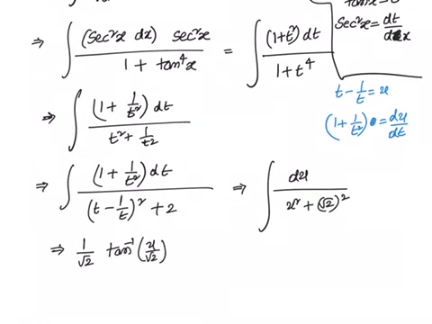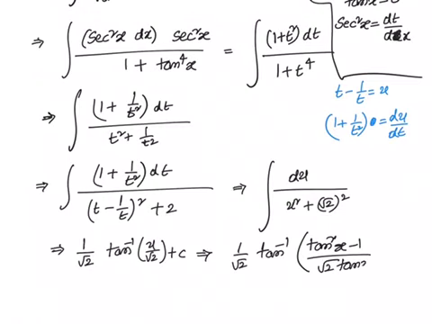Back substituting u equal to t minus 1 by t and t equal to tan x, we will have 1 by root 2 tan inverse of tan square x minus 1 by root 2 into tan x plus c, because we know u equal to t square minus 1 by t and we know t equal to tan x. So it will become 1 by root 2 tan inverse tan square x minus 1 by root 2 tan x plus c.